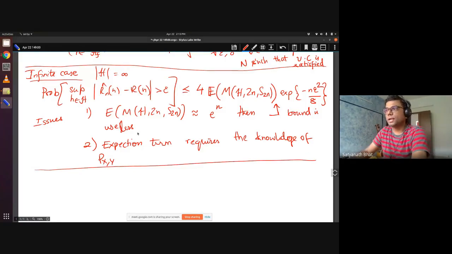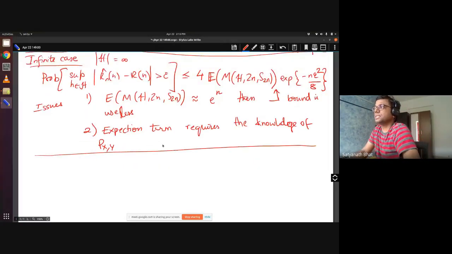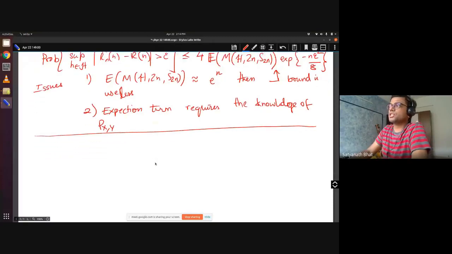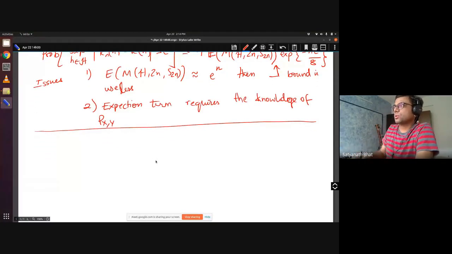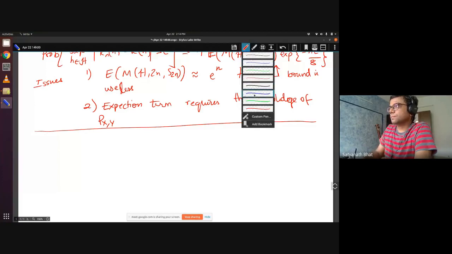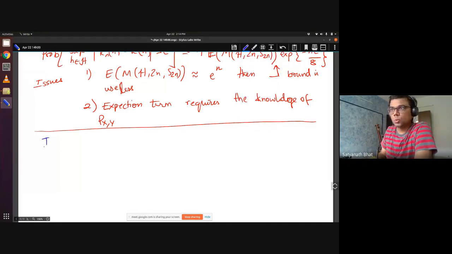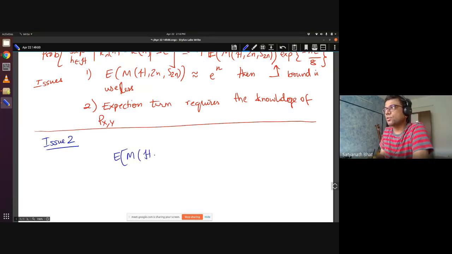We will look at issue number 2, which is far easier, and then we will look at issue number 1. Okay, so issue number 2. What we don't know is the expected value of m of h of 2n S2n. So what is H? Let us try to remind ourselves.